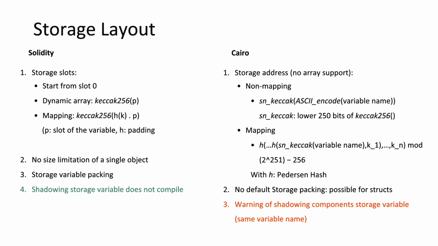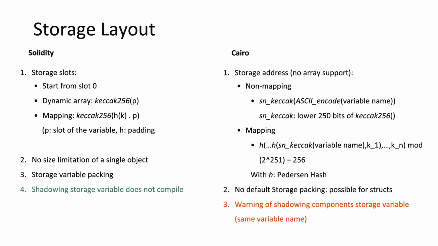There's no size limitation of single objects, and there is, by default, storage variable packing. For people who don't know what storage variable packing is, if a type is smaller than bytes32, it can be possible that multiple such storage values are actually written in the same slot.